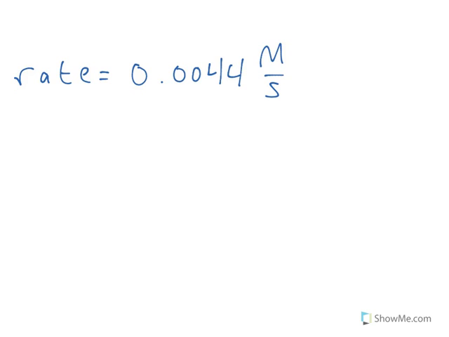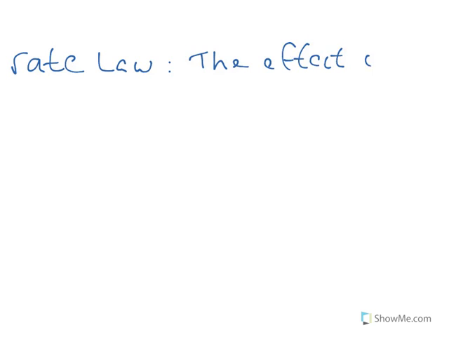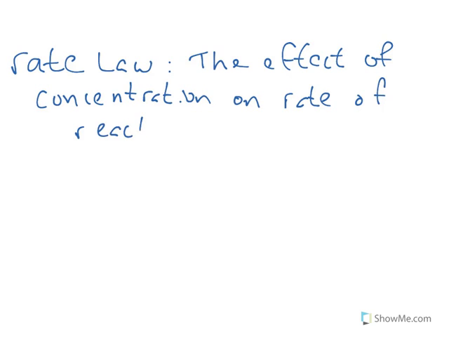Okay, now we need to look at something a little bit different in chemical kinetics, and we're going to talk about something called the rate law. So the rate law is a mathematical expression that takes into account the effect of concentration on the rate of reaction. All right. So let's think about this for a moment. What this is saying is that the rate of reaction is affected by concentration.